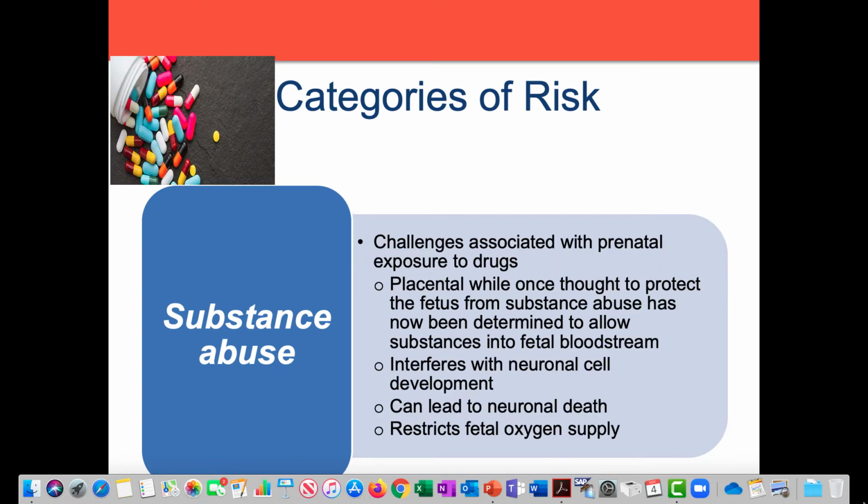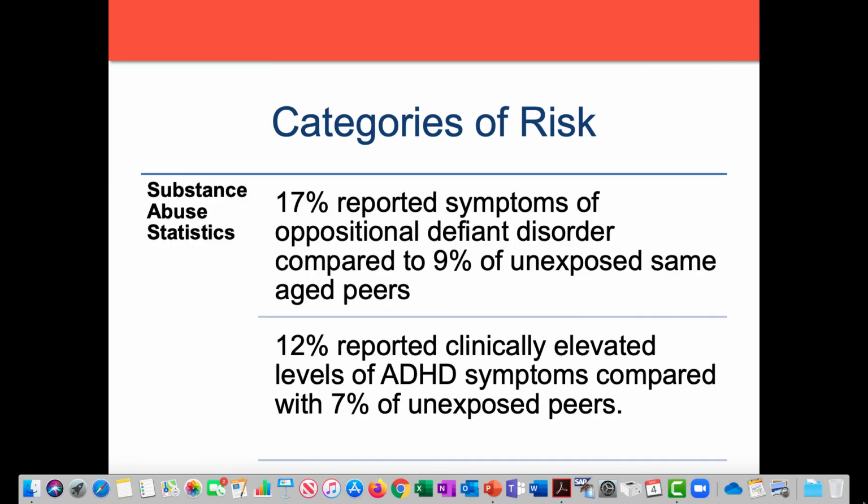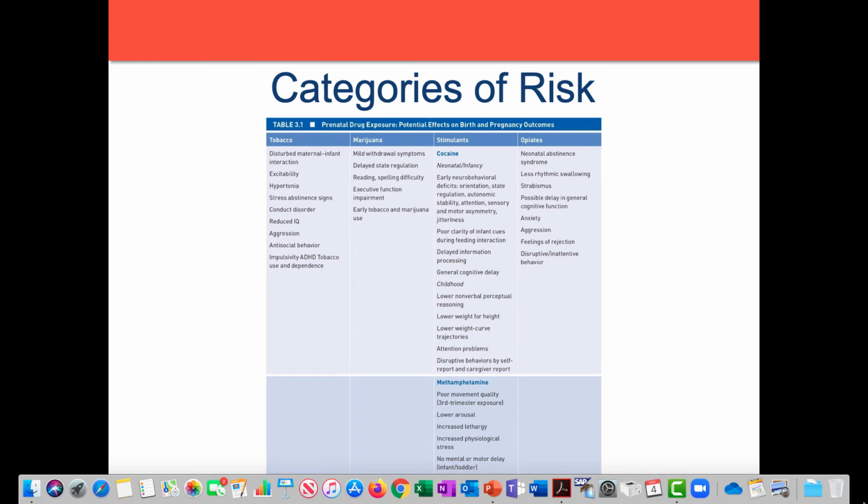Additionally, any types of exposure to drugs will impact the child's development. So 17% of children reported symptoms of oppositional defiant disorder. Again, that's the behavior issues as the result of substance abuse, as well as clinical elevated levels of ADHD. And this is a table in your textbook. I would take a look at that, and that's just prenatal drug exposure and the potential effects.